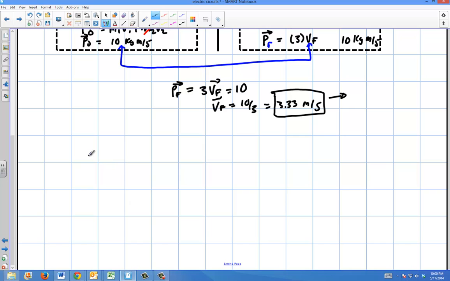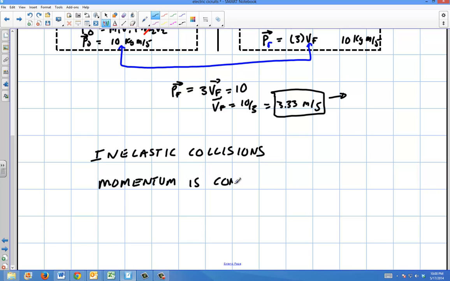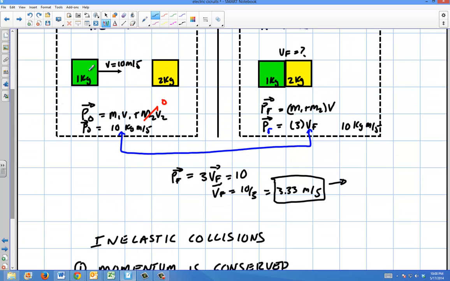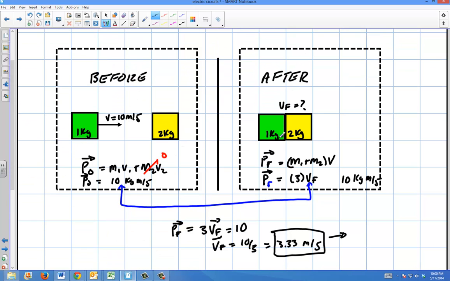So with inelastic collisions, or all collisions, even elastic, we have a conservation of momentum always. So momentum is conserved. That's always true in an ideal situation. Okay, so what does that mean? Well, it just means that the initial momentum of that system equals the final momentum of the system, and that's what we just set up here. This dashed line up here, the initial equals the final.